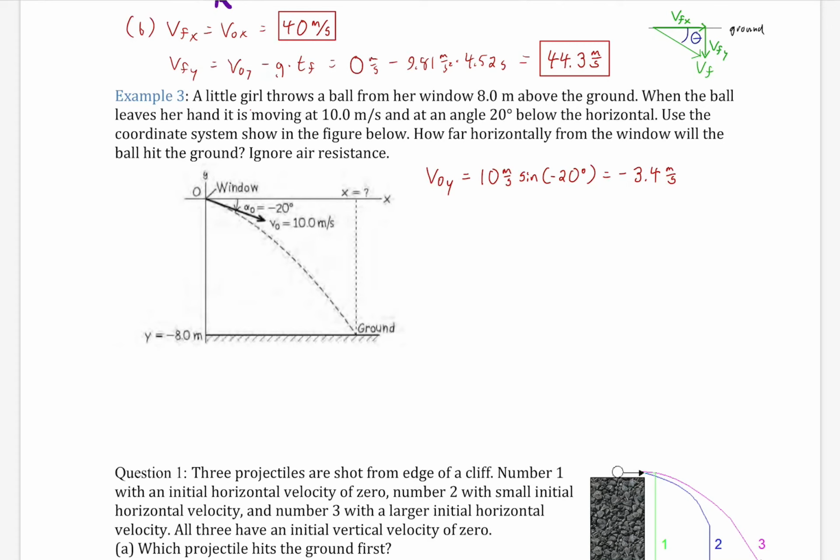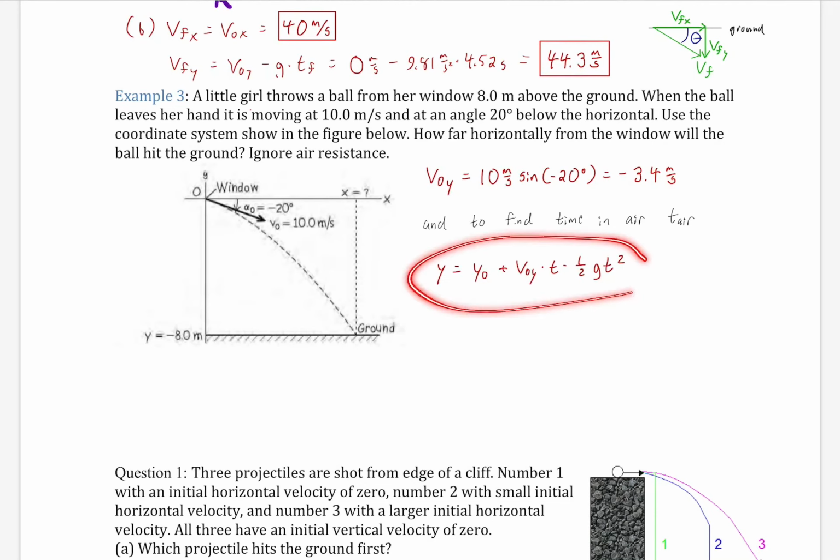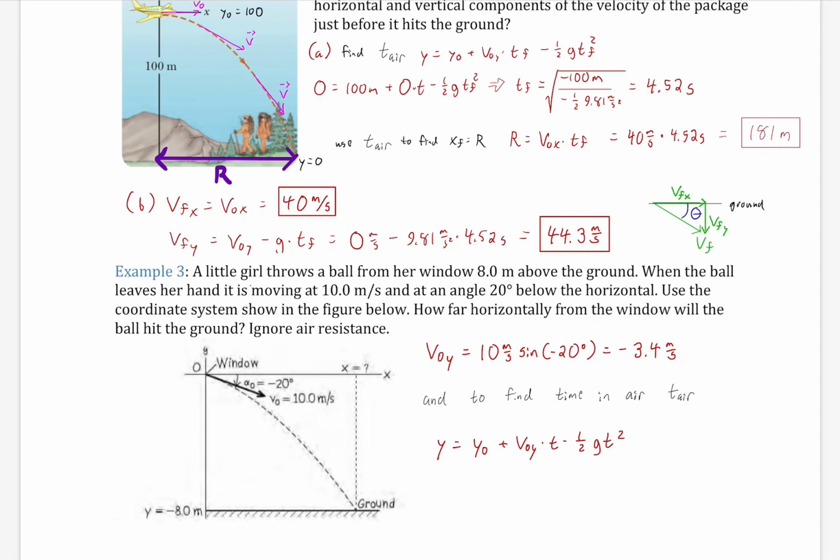Okay? All right, so first thing we're going to do is find the components. So we want to find the initial vertical component, and it's negative 3.4, right? Because it's negative 20 degrees, sine of a negative is a negative, and then that's times the hypotenuse of 10. Okay? Now we're not going to immediately find the horizontal component because we don't need it yet. Instead, let's use the vertical component of initial velocity to find the time in the air. Okay? So same darn equation that we used above, right? They both start the same.